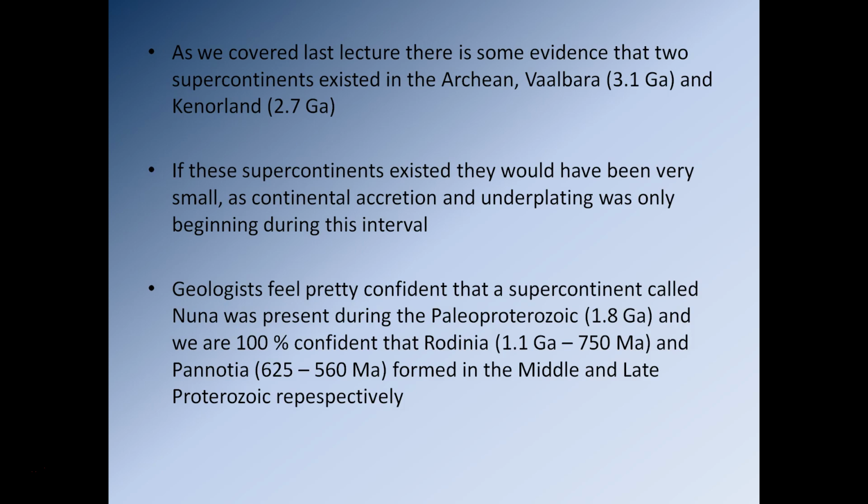Geologists, however, feel pretty confident about the formation of a supercontinent called Nuna, which was present during the Paleoproterozoic, the early Proterozoic. We're 100% confident about the formation of a supercontinent called Rodinia between about 1.1 billion years ago and 750 million years ago. So that's the middle Proterozoic, the Mesoproterozoic, to the late Proterozoic, the Neoproterozoic. And then, right at the end of the Proterozoic, we have the formation of the supercontinent Panatea, and that's between 625 and 560 million years ago. So that forms in the very, very late Proterozoic, the Neoproterozoic.